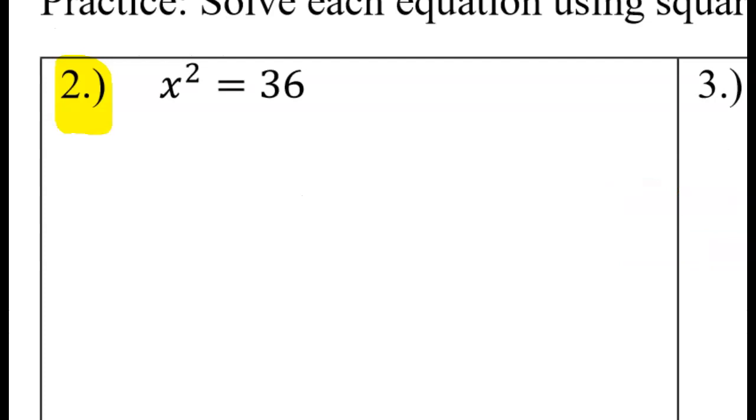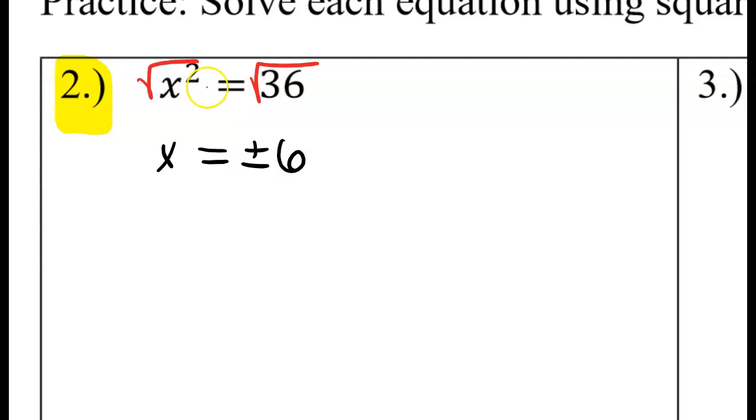For this example, notice that x squared is already by itself. There's no number in front of it. There's no number being added or subtracted. So you can actually completely skip step 1. You don't need to isolate x squared. It already is. So all I need to do is square root both sides. Then from there, again, square root of x squared is just x. So x equals, now the square root of 36 is 6. But remember, I need two answers here. Both positive and negative 6 would work for this.